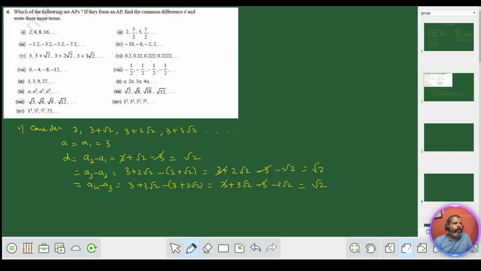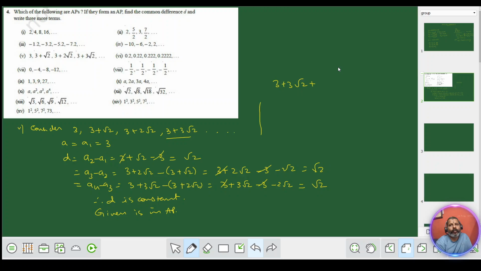Okay, so if you observe the D, we got D as constant, right? Therefore D is constant, and we conclude the given sequence is in AP. So for the next 3 terms, what we have to do? Take the last one, what do we have? 3 plus 3 root 2, and add the D. What did we get as D here? If you observe A2 minus A1, A3 minus A2, A4 minus A3, we got D as root 2.